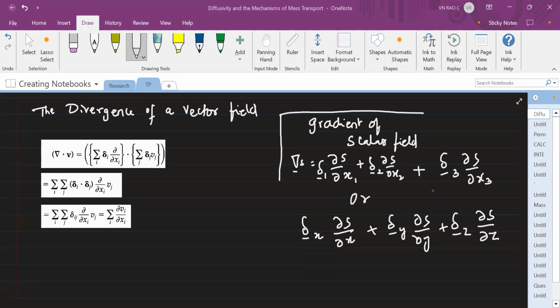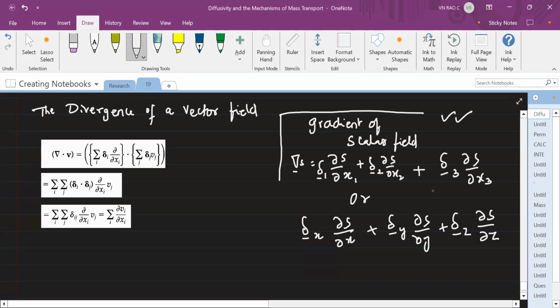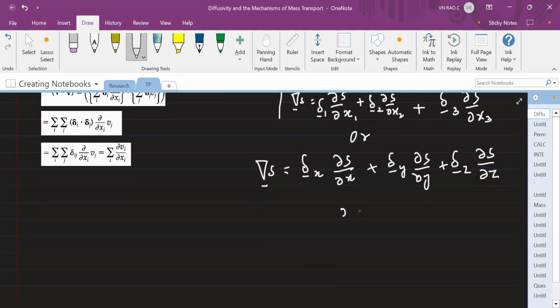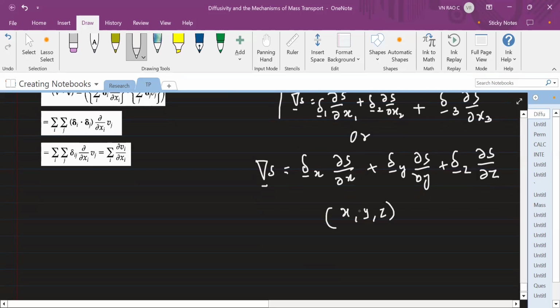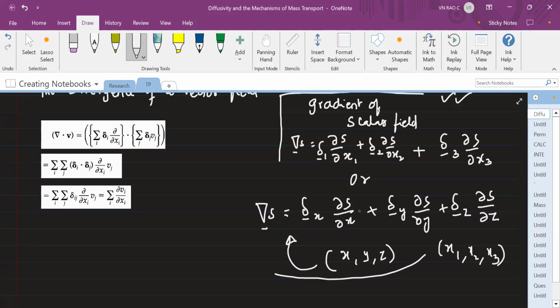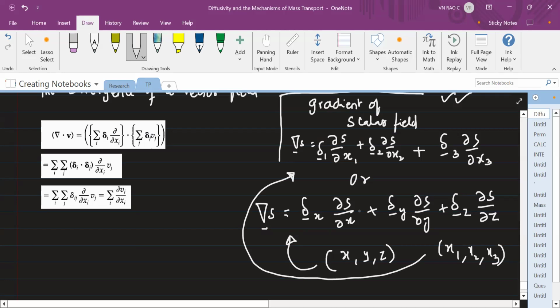Gradient of a scalar field, as you can see here, is in Cartesian coordinates, or what we call rectangular coordinates. Generally, when we say the coordinates are x comma y comma z, or you can also call them x1 comma x2 comma x3. So when it is x, y, z, you can write the gradient of a scalar field like this. When x1, x2, x3 are the coordinates you represent, then you write the gradient like this.